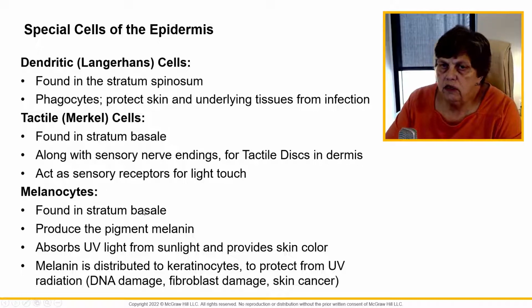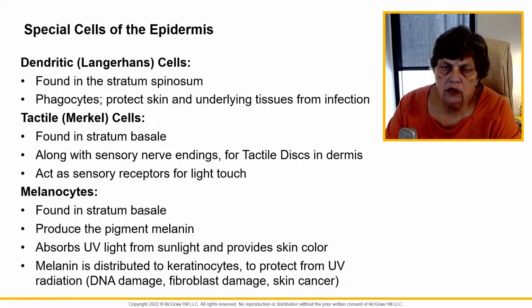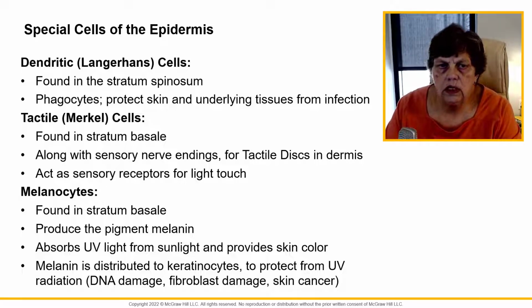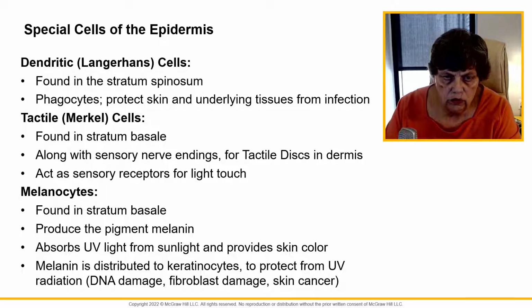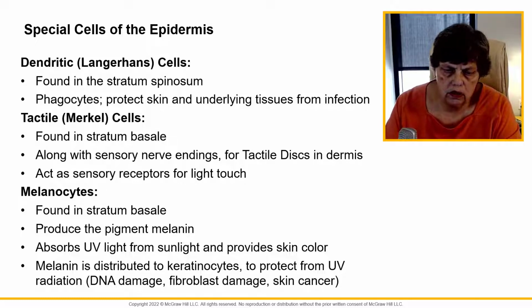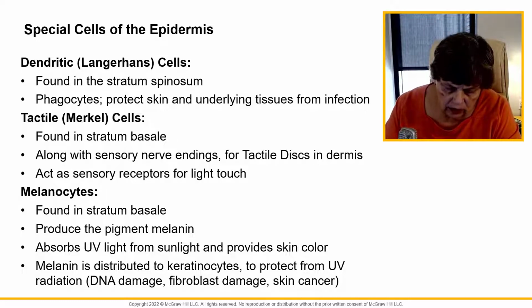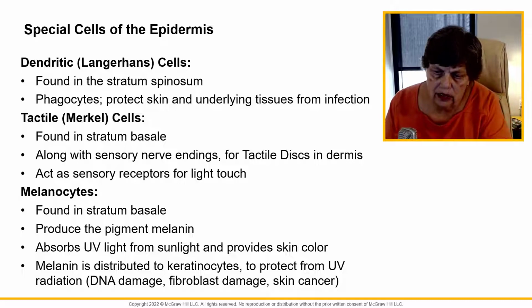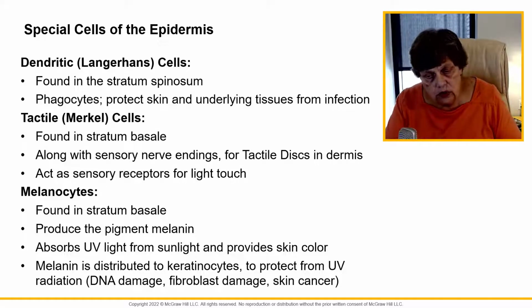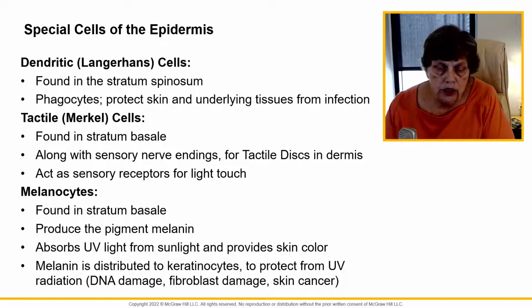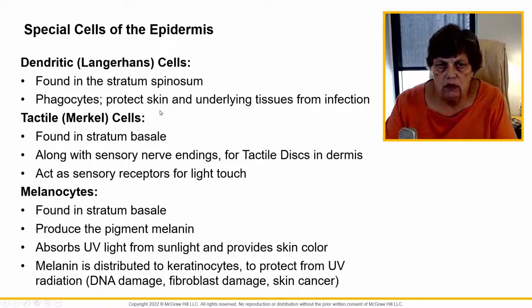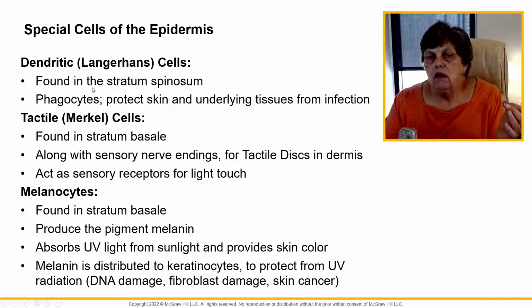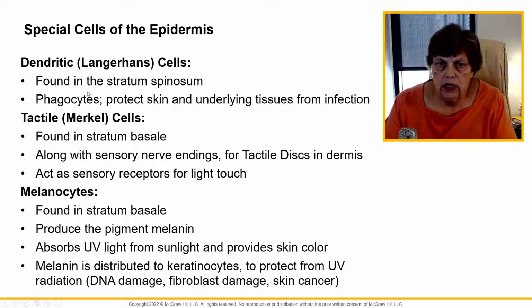All right, special cells that you're going to see in the epidermis, dendritic cells or Langerhans cells. Do not confuse dendritic cells with dendrites. You know, we studied with the nervous tissue those dendrites that carry the nervous conduction to the cell, away from the axon, so you're taking that information into the cell so it can be passed on. Those are nervous tissue cells. Dendritic cells are really immune cells. So don't get the two confused.